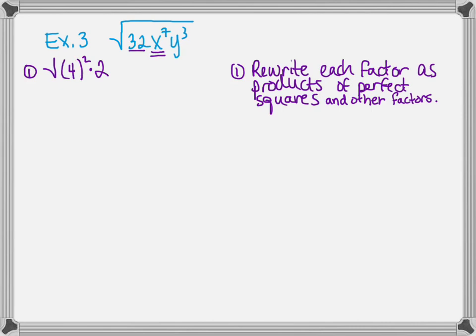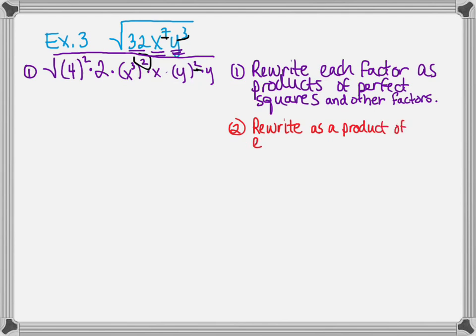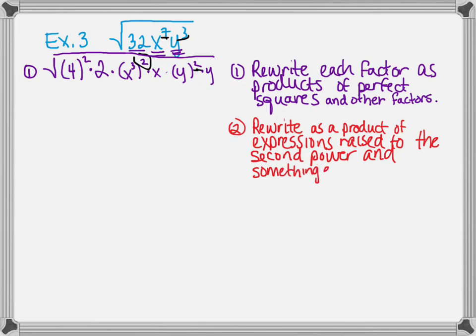X to the 7th, okay, I can rewrite this as x cubed squared, which gives me x to the 6th. And because I need x to the 7th, I still have an extra x, or an x to the 1, that I need to multiply it by. And then for the y cubed, I can rewrite this as y squared, and I still need an extra y, so times y. And now we will rewrite this as a product of expressions raised to the second power, or squared, and something else.